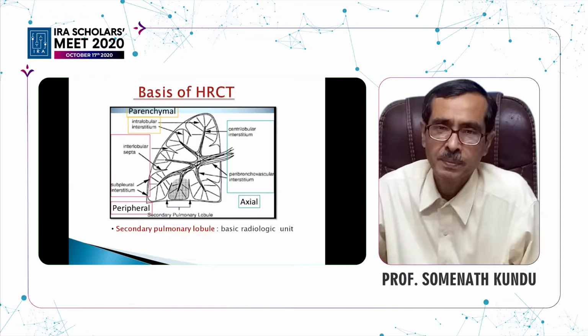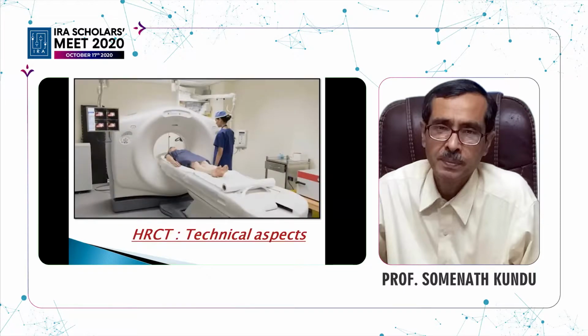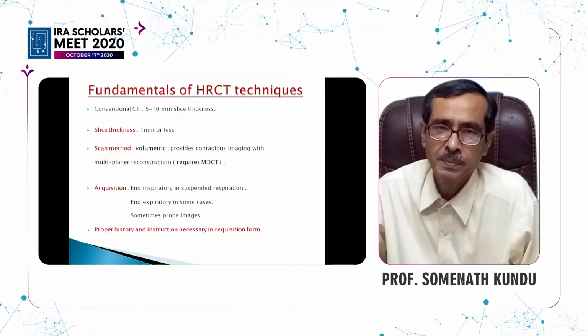Primary knowledge. What are the points that we must remember when we are prescribing HRCT? When we are doing a conventional CT, we are taking cuts at 5 to 10 millimeters, whereas with HRCT, we are taking thin sections, that is 1 millimeter or less.